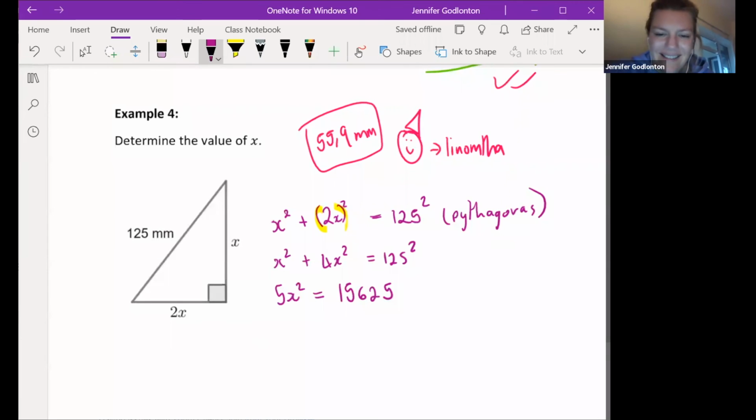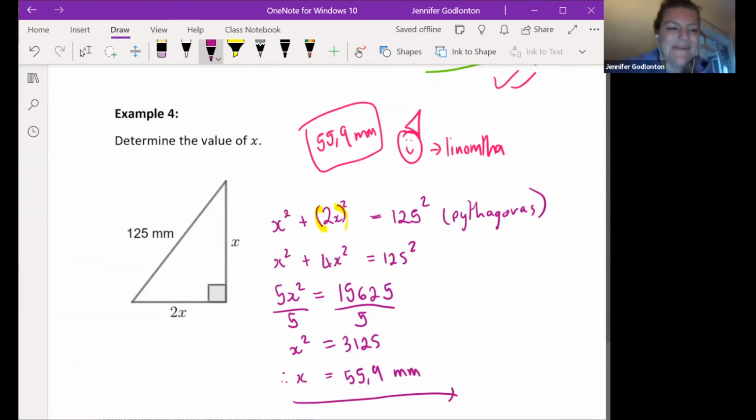Okay, next line. X squared equals 3,125. Yes. Therefore, x equals 55,9. Beautiful. Nice job. Excellent, excellent work. Well done. Thank you, ma'am. This is a really tough question, guys. So if you even got close, that's awesome.